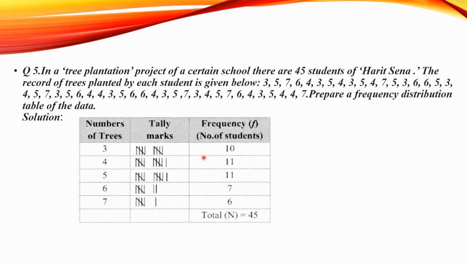The number of students planting 4 trees is 11. The number of students who planted 5 trees is 11. Then for the number of trees, 6 trees were planted by 7 students and 6 students planted 7 trees. So the total frequency is 45. We have to use tally marks for doing this sum.